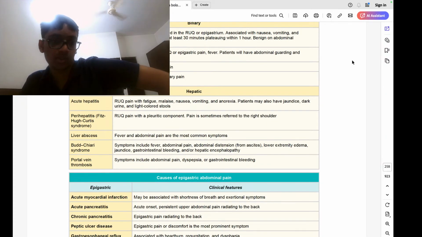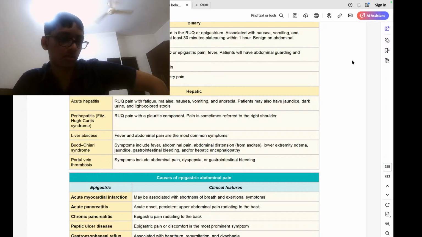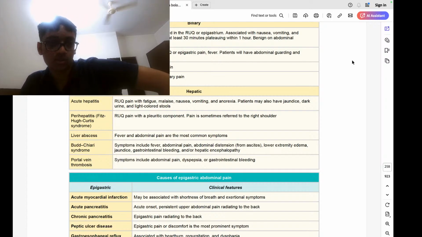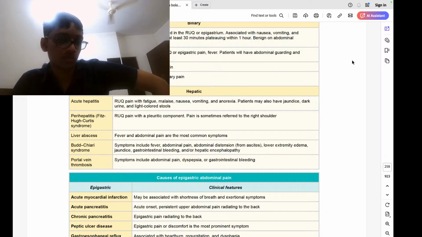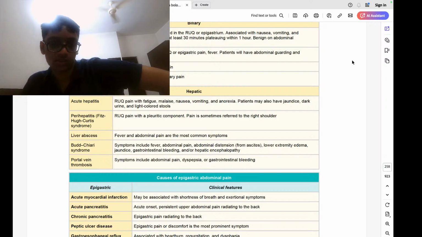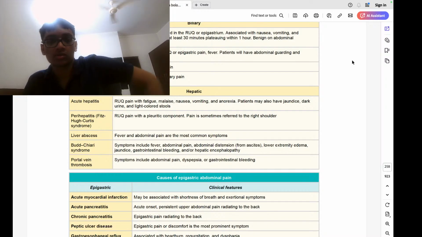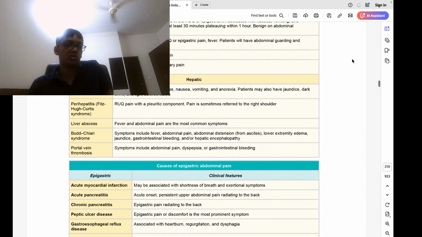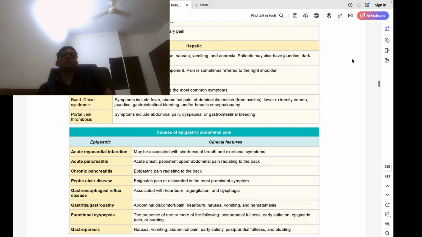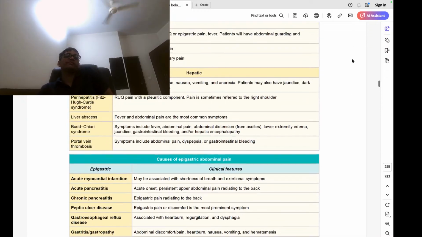Hepatic, you have acute hepatitis, perihepatitis, Fitz-Hugh-Curtis syndrome: right upper quadrant pain with a pleuritic component, pain sometimes referred to the right shoulder. Liver abscess: fever and abdominal pain are the most common symptoms. Budd-Chiari is abdominal pain, abdominal distension, lower extremity edema, jaundice, gastrointestinal bleeding, or hepatic encephalopathy. Portal vein thrombosis is abdominal pain, dyspepsia, or gastrointestinal bleeding.